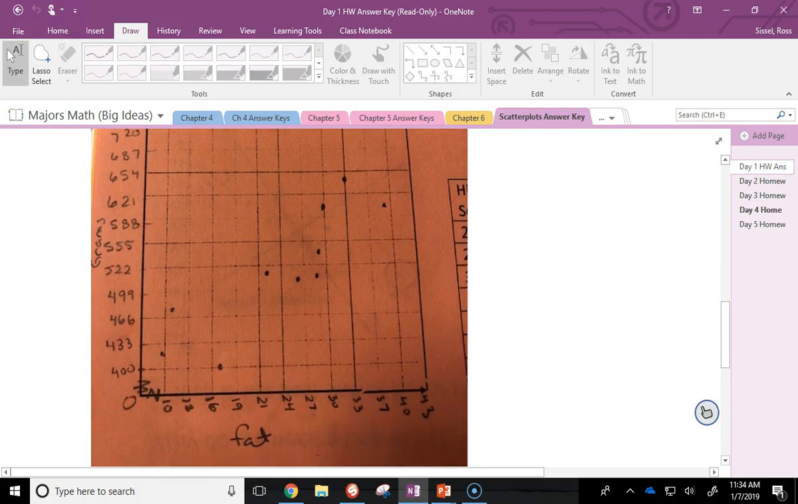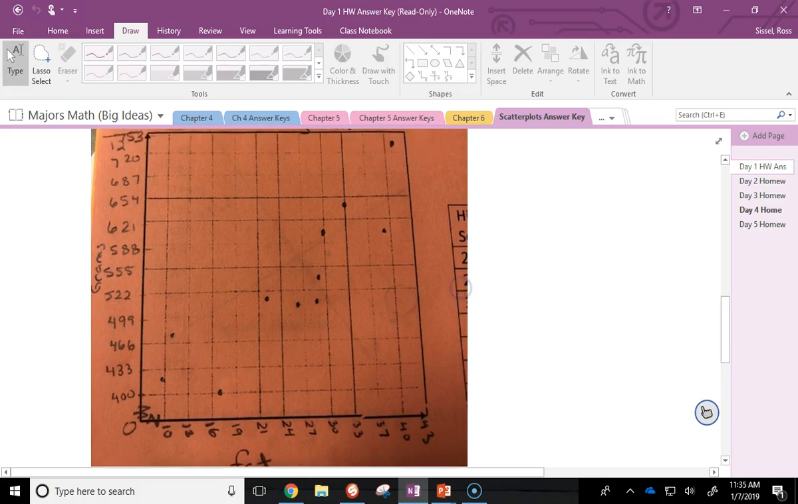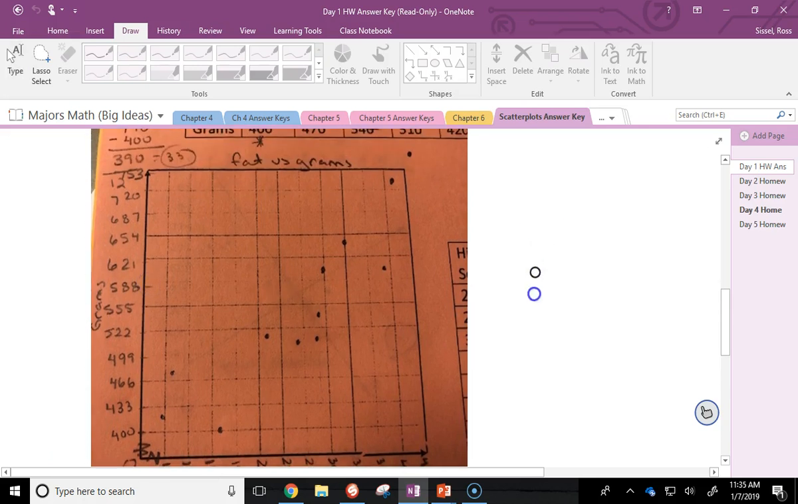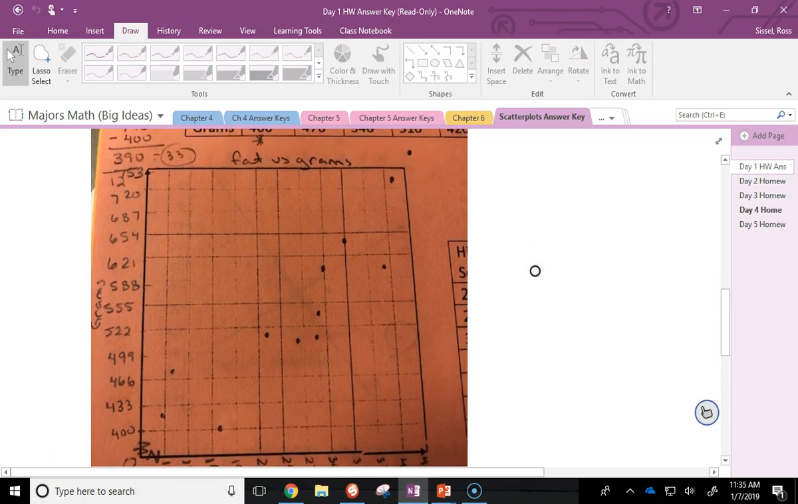Here was my scale that we used. It looks like we went up by 3 on our scale. And on this one, we were going up by 33. Look at where your coordinate points are. It should have gone in this trend, coming up and to the right.